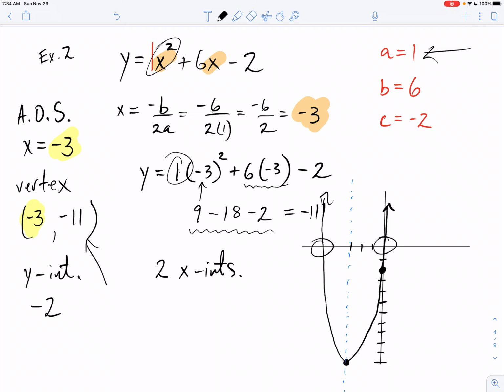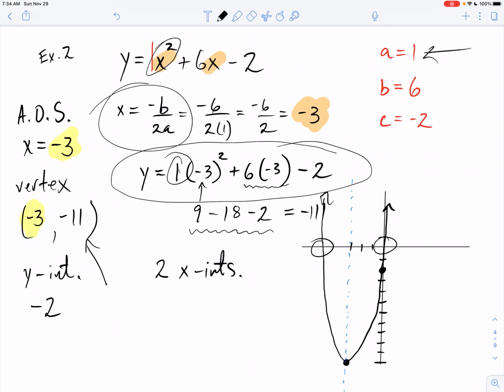So let's get the rhythm down. We're going to use negative b over 2a. We're going to find a value. We're going to take that value, plug it back into the original. That's going to give us a corresponding y value for the vertex. C value is the same thing as the y-intercept, so that's a gimme. Then we're going to draw that picture.